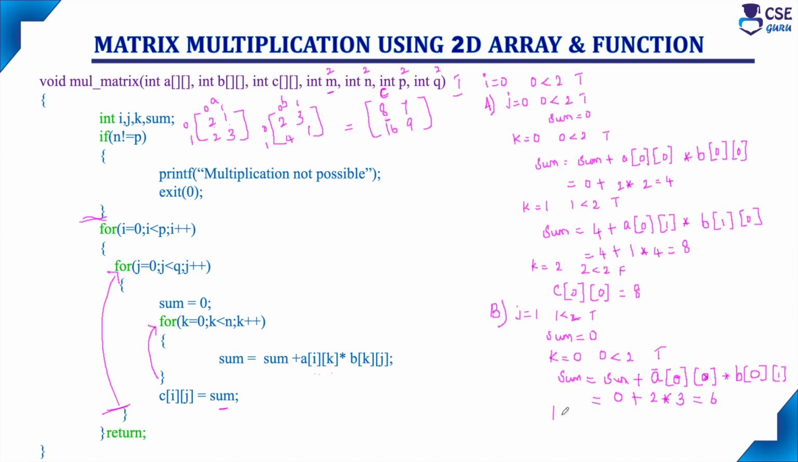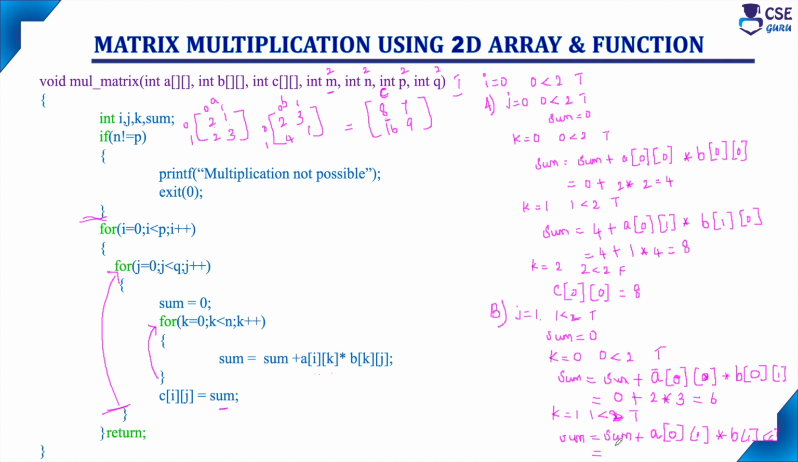So K gets incremented to 1. Check the condition 1 less than 2. Condition true. Okay. Now find the sum value. So sum is equal to sum plus A of ik. So I value is 0 only. This is only the first iteration of I, but the second iteration of J. Okay. So I is 0 only and K value now is 1. Okay. Multiply with B of kj. K value is 1 as well as J value is 1.